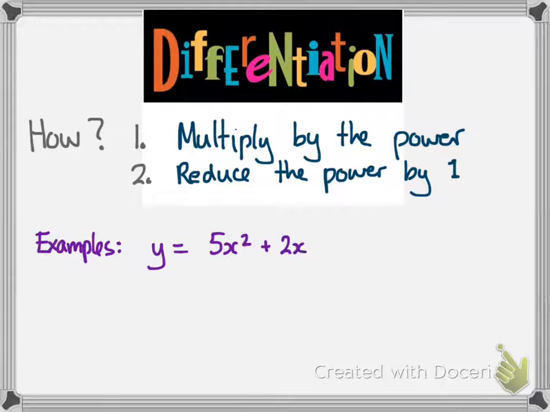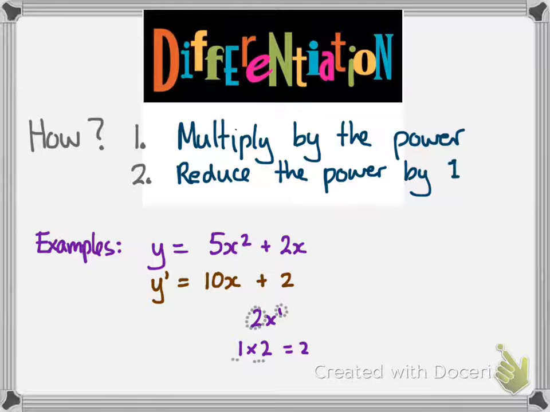Here are some examples. Y equals 5x squared plus 2x. We're going to differentiate it. Note that y dash stands for differentiation, and I use a different colour pen because they're completely different equations. Multiply by the power. 2 times 5 is 10. So that's why the 10 comes at the front. We reduce the power by 1, and then multiply this one. 2x just comes down to 2. The reason is that 2x is the same as 2x to the power of 1.